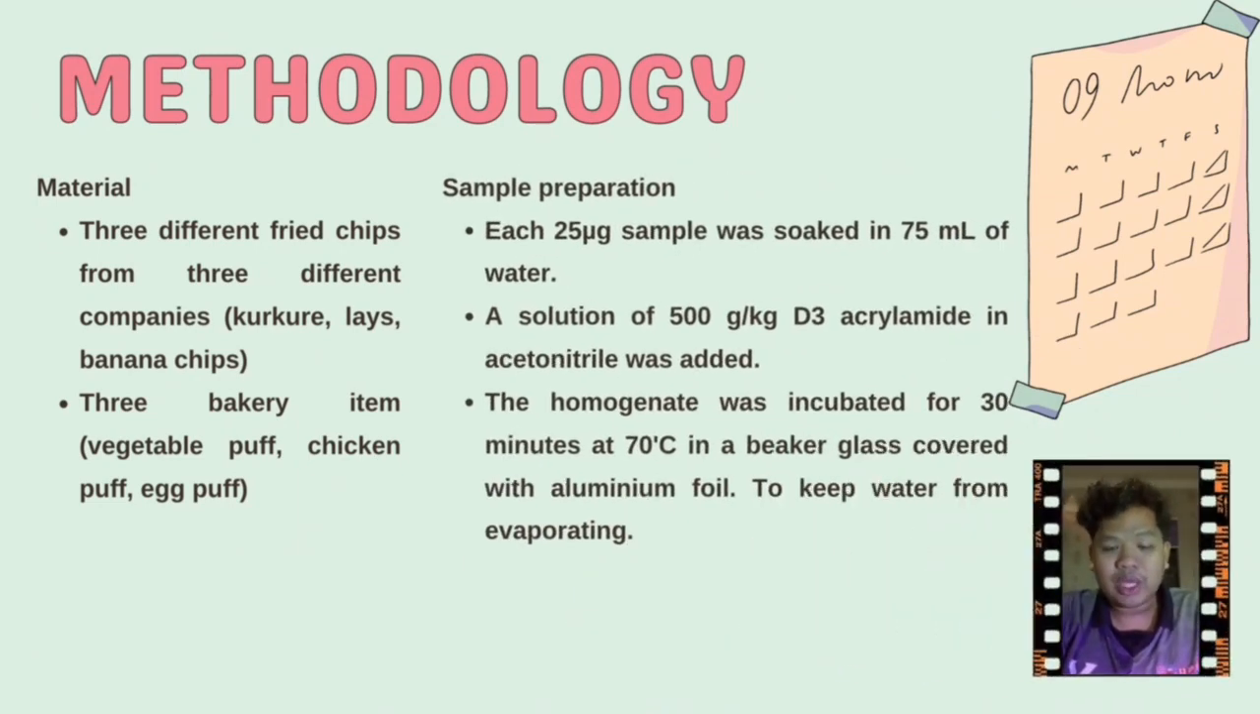For the materials, the three different fried chips from three different companies, which are Kurkure, Lay's, and banana chips, and three bakery items: vegetable puff, chicken puff, and egg puff. Sample preparation: each 25 gram sample was soaked in 75 ml of water. A solution of 100 gram per kilogram D3 acrylamide in acetonitrile was added. The homogenate was incubated for 30 minutes at 70 degrees C in a beaker glass covered with aluminium foil to keep water from evaporating.